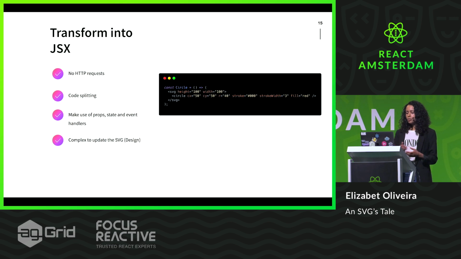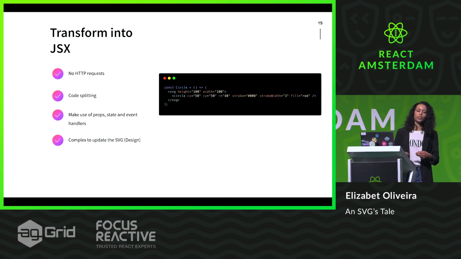First of all, you have to transform it into JSX. And that's really easy. You have a lot of websites where you can just put the code there and it automatically changes from the real SVG to JSX. The good thing is you won't have HTTP requests. It's very good if you want to do code splitting, so you don't need to have one big file. You can split the SVG into multiple files. And this is also a very good thing.